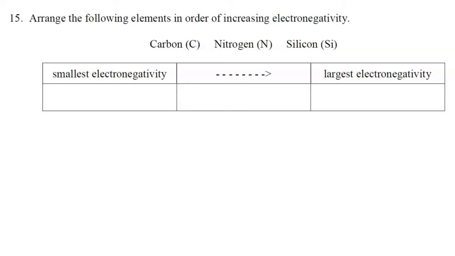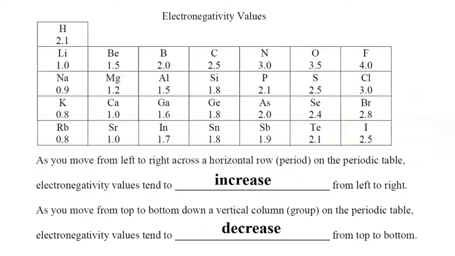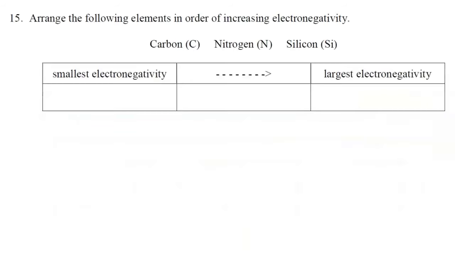Let's take a look at where these elements are located and the periodic trend for electronegativity. So carbon and nitrogen are in the same period, carbon and silicon are in the same group, and in general, electronegativity values tend to increase as we move from left to right across a period, and they tend to decrease as we move from top to bottom down a group. So for these particular elements, nitrogen being further to the right has a higher electronegativity than carbon, and silicon being further down the group has a lower electronegativity than carbon. So it's going to be silicon as the lowest and then nitrogen as the highest.